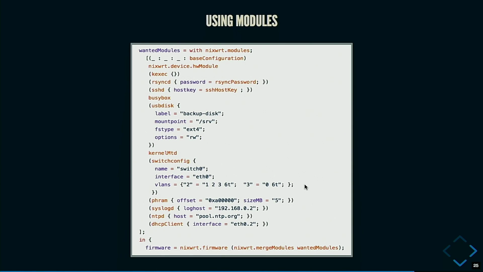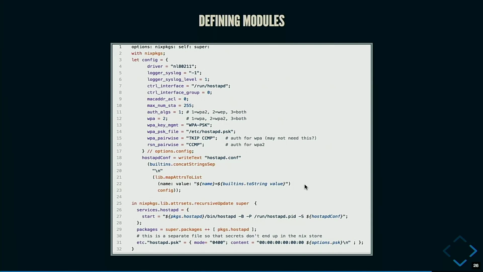This particular device is my backup host, so it's got a USB disk module in it with some parameters. There's some stuff for the kernel. There's some stuff for configuring the network switch, which is integrated into the device. And we're running syslogd, we're running NTPD, we're running a DHCP client. And to build the firmware, we merge all the modules together and pass it to the firmware generation function, and there's our firmware.bin.